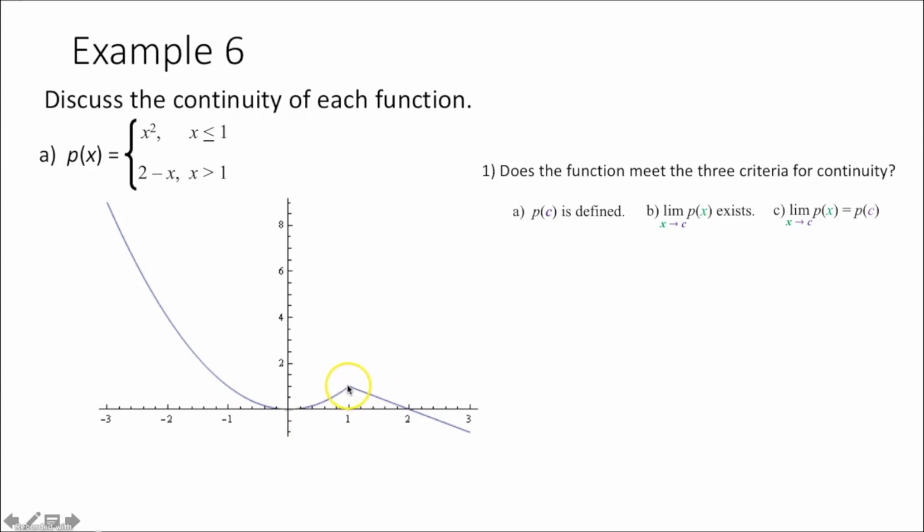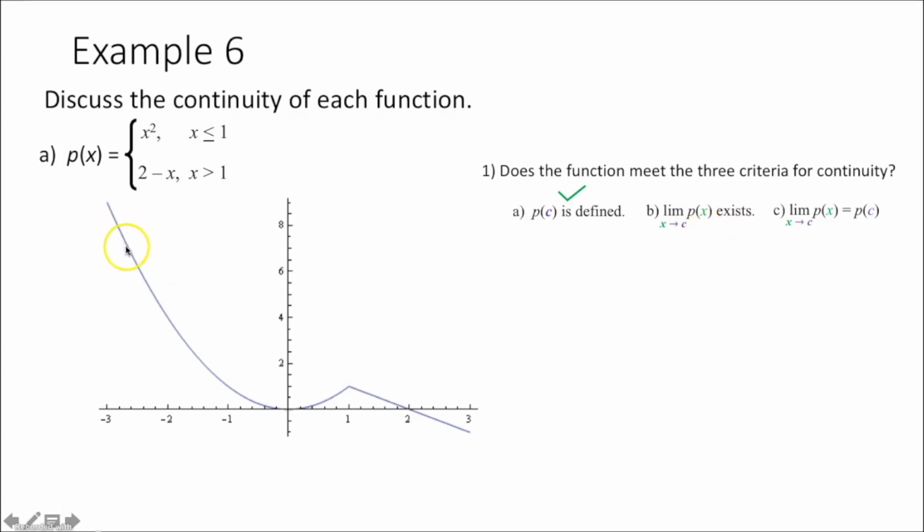No, because these two functions meet at the same y value at x is equal to 1, right? If I were to plug in 1 here, I would get a y value of 1. If I were to plug in 1 here, I would get a y value of 1. So they meet at x is equal to 1. Perfect. So p of c would be defined everywhere where x is equal to c. Now, does the limit as x approaches c of p of x exist for all x equals c?